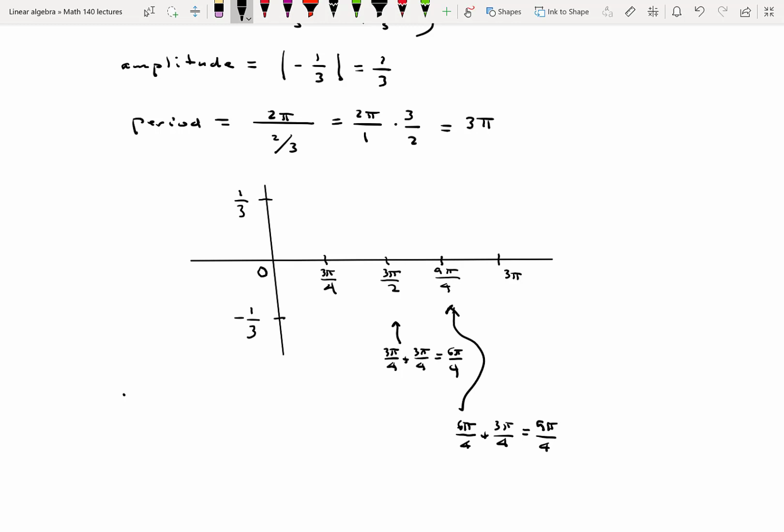And you can make sure that you've done everything okay by adding another 3 pi over 4 to that. You get 9 pi over 4 plus 3 pi over 4 is 12 pi over 4, which is 3 pi, and that is exactly what our period says that should be.